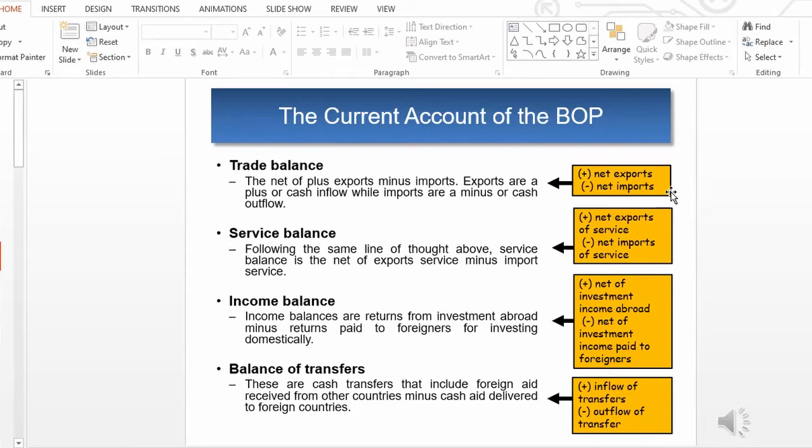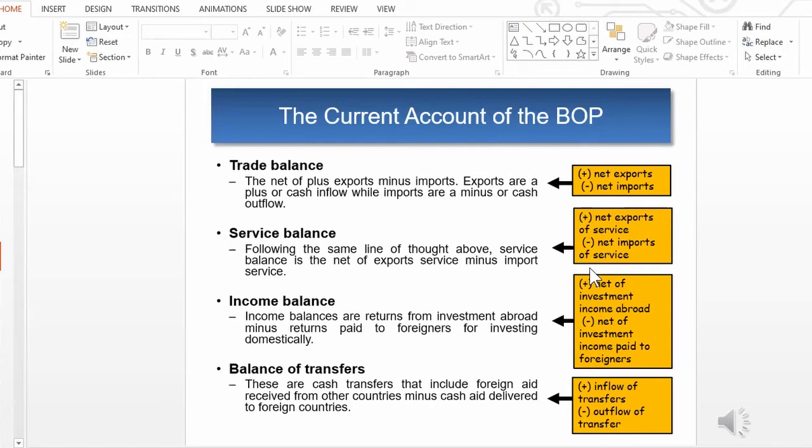Now, service balance. It follows the same thought as the trade balance, except that in trade balance we are talking about physical goods, while in service balance, we are talking about intangibles or services. Service balance is the net exports of service minus imports of service. So when we are exporting service, that's a plus. That's money coming into our country. And when we are importing service, that's a minus. So that's money coming out of our country.